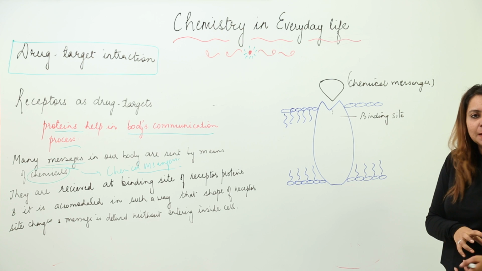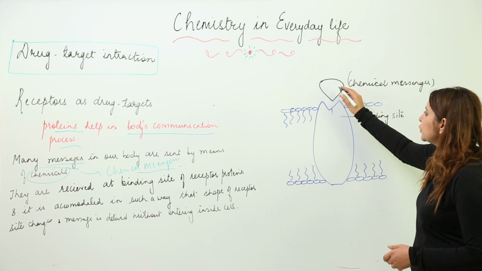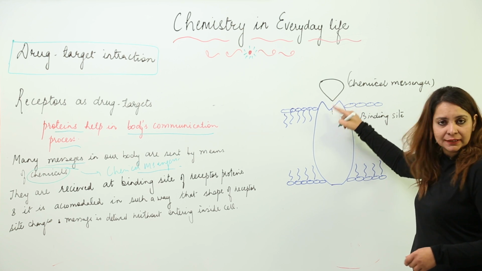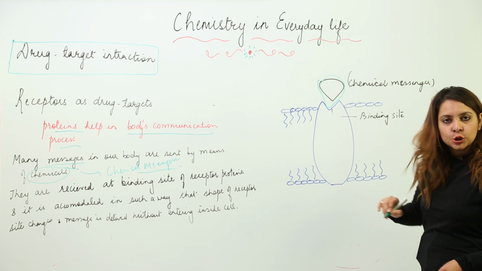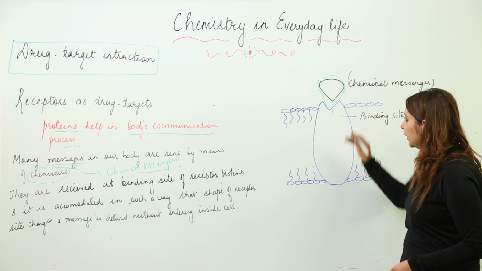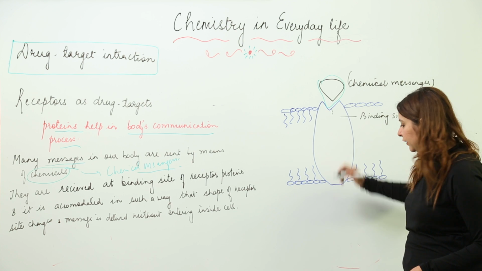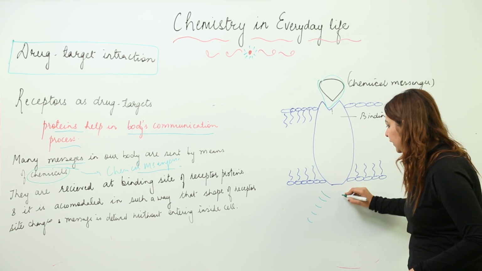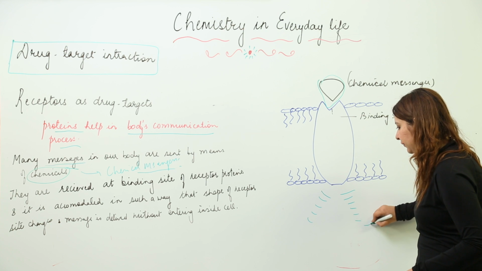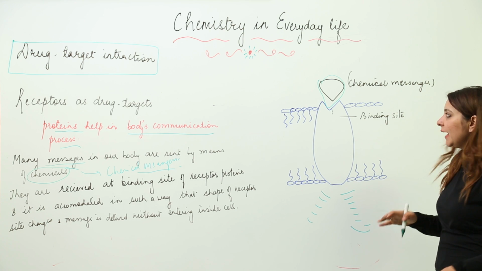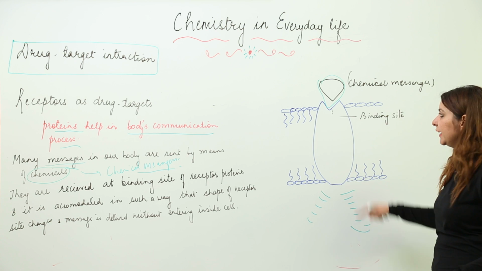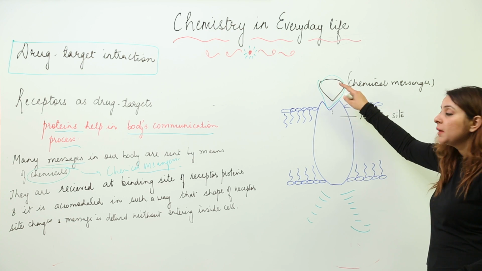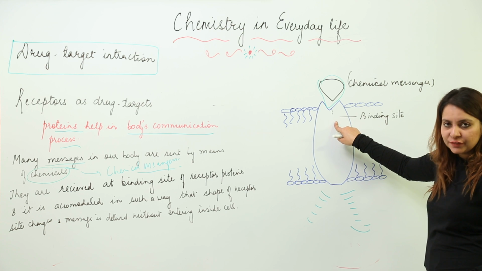So whenever any chemical comes, it fits into this binding site. Let's say it gets fit here. So when it fits, then what happens? Whatever signal it wants to deliver is actually delivered in the cell. This is the delivering of the signal. So that means the chemical messenger hasn't entered the cell. Without entering, it has conveyed the information. How? By binding to the binding site of the receptor.